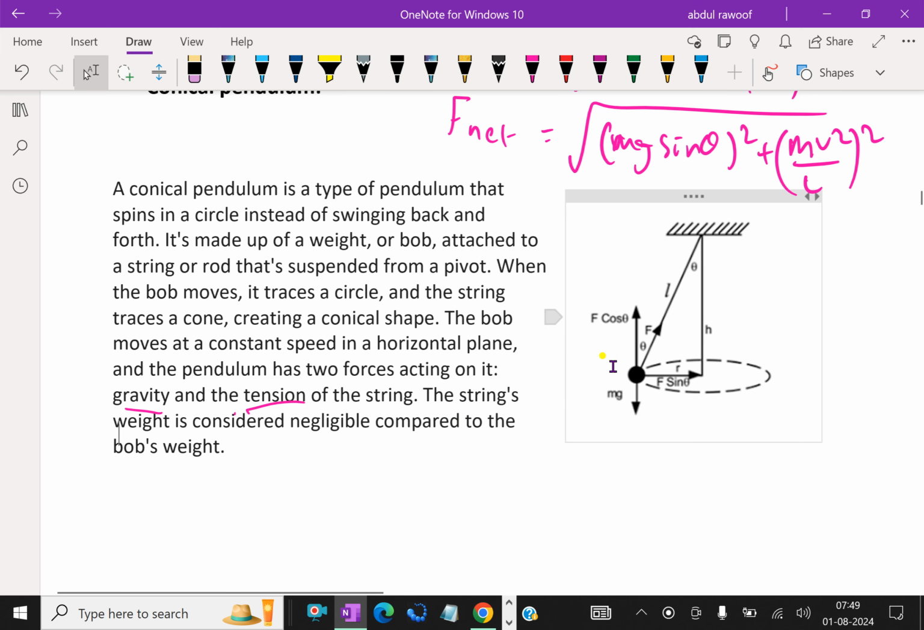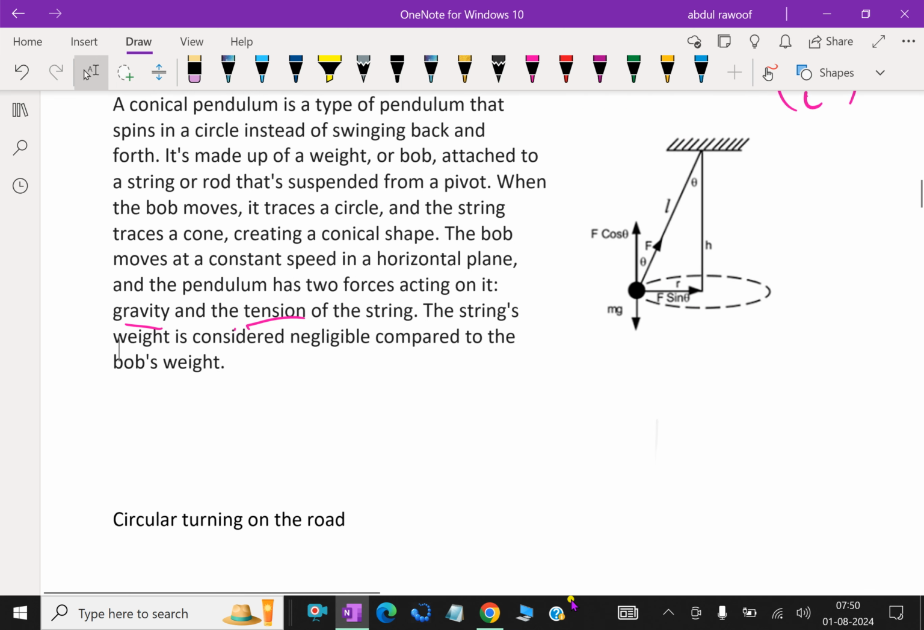Now look at here. Here, the bob is making a horizontal circular path motion. This is F cos theta, force upward; downward is mg, that is the weight force. Here F sin theta, and the radius is r, here the height h. From that, for the conical pendulum we will get some relations.